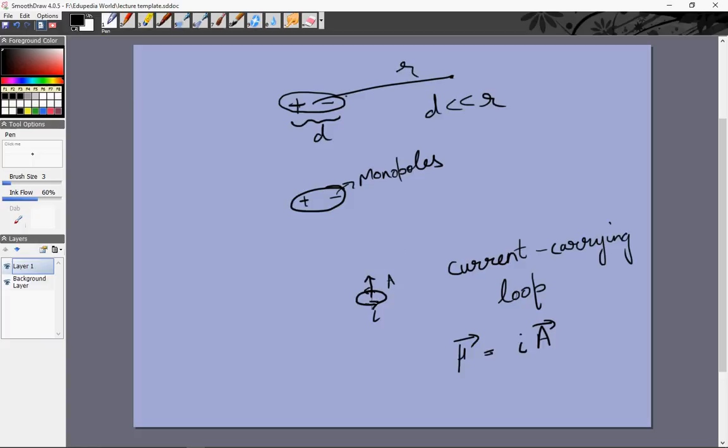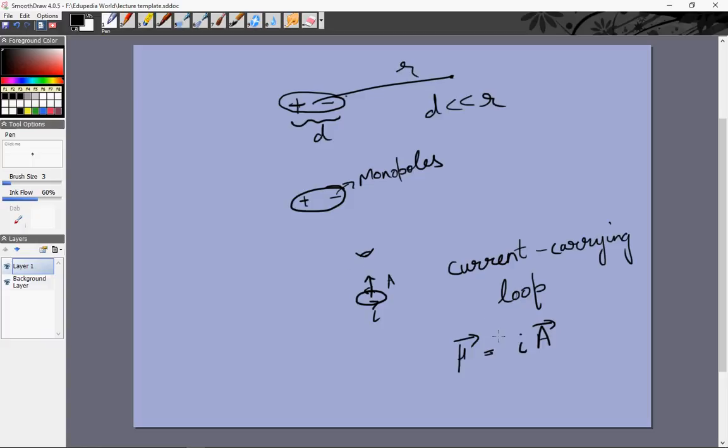The direction of the area vector can be upwards or downwards, right? It has to be perpendicular to the area. But as soon as you decide the direction of current, the direction of area is automatically decided. In this case, if I was looking from here, just to make it clearer to you, I would see the current going anti-clockwise.